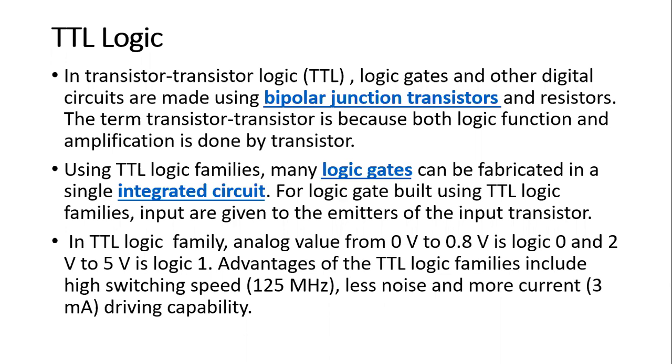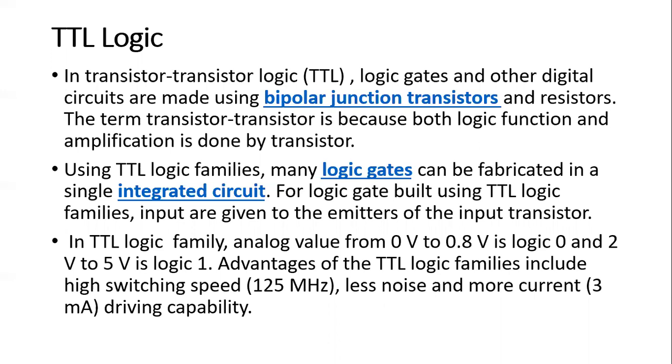between 0 and 0.8. In the ideal condition, we talk only about 0. In the practical condition, it can vary from 0 to around that value. So 0 to 0.8 is the variation that is accepted as logic 0. And 2 to 5 volts is again a range of voltages that can vary, and we call it logic 1.